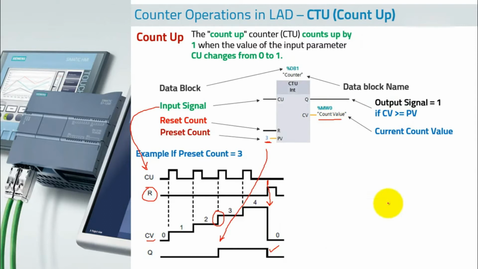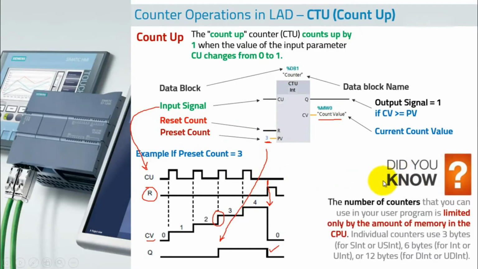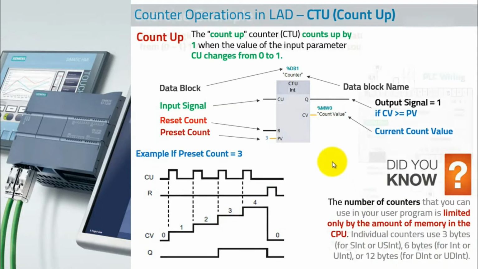This is pretty much similar to timers, but here we have a count. Now, the did you know fact says the number of counters that we can use in the program is limited only by the amount of memory in the CPU. Unlike other PLCs where you have a limited number of counters, in S7-1200 it depends on the memory. If your memory is filled up by other ladders, you can use limited counters, but if your memory is free, you can use as many counters as you want. It also says that an individual counter uses 3 bytes for SInt or USInt, 6 bytes for Int or UInt, and 12 bytes for DInt. So you have different memory allocation for different data types.